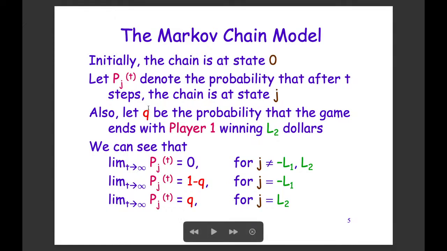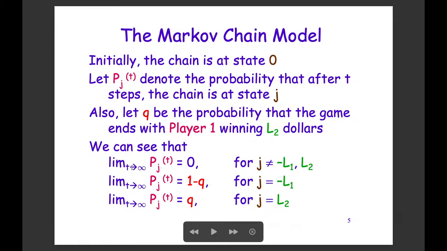And then let's say Q is the probability that we want to find, the probability that the game ends with player 1 winning. So when player 1 wins L2, the game will end, and then we say Q is the probability of this going on.